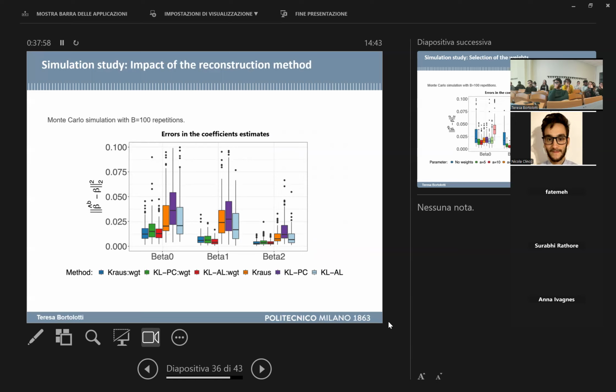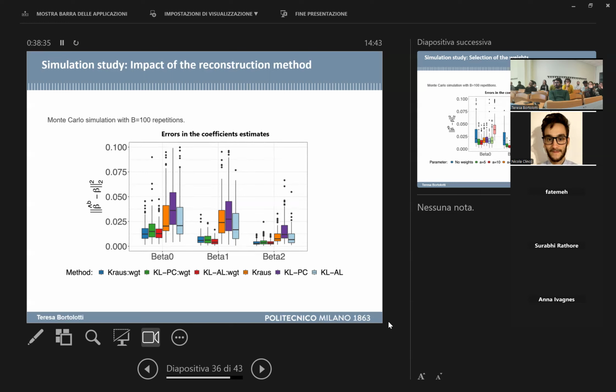Here, for example, this is a result that you get on the accuracy of the coefficient estimates with respect to different methods of reconstruction. What we see here are the box plots that you get over 100 repetitions of our simulations of the error in the estimates when you do not use a weighted analysis for different reconstruction methods. Here are the errors that you get when you use a weighted analysis.